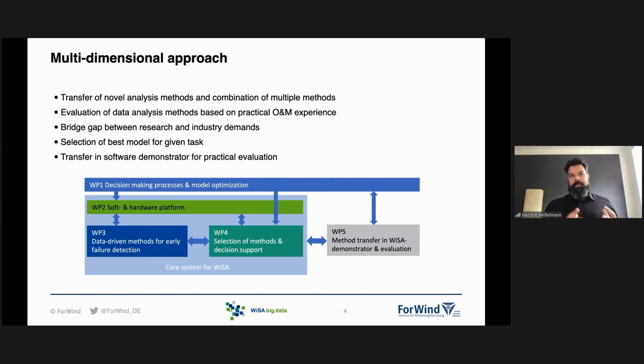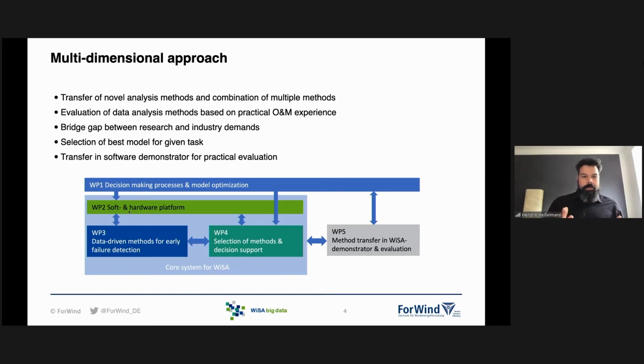So you can see in the sketch here, we have a work package on data-driven methods. In this work package, basically all the methods are developed or further developed. Once we evaluate these methods, we can select the best method for a certain problem. And as a backend for those, we have a software and hardware platform where we store the data away, and on the other hand, we run these methods. So that's basically not something you do on your personal computer or in your office. There's a system behind that.